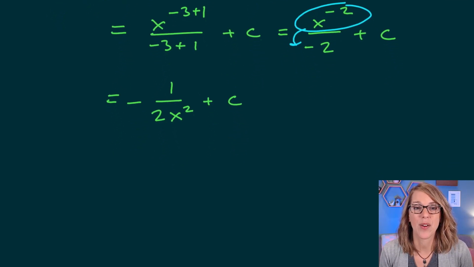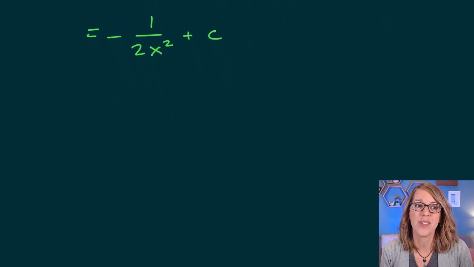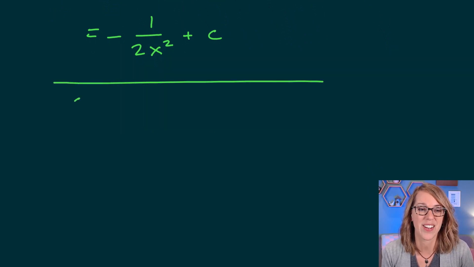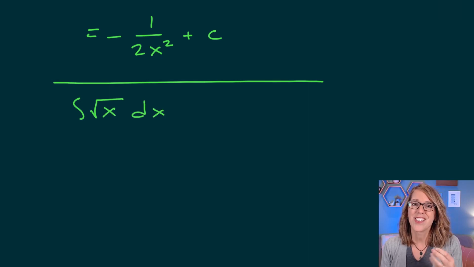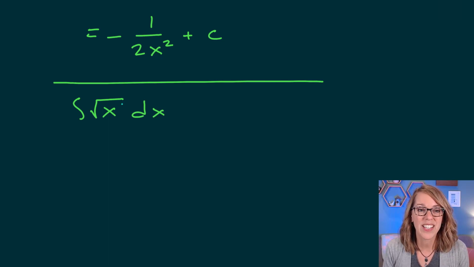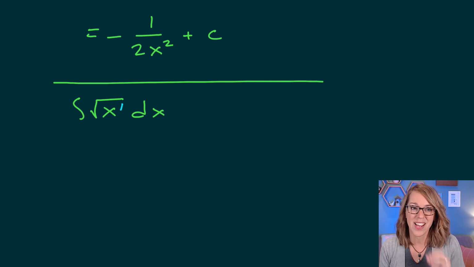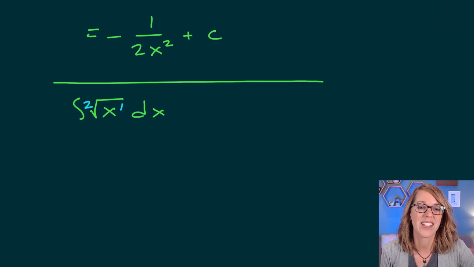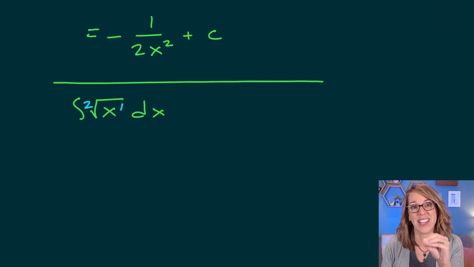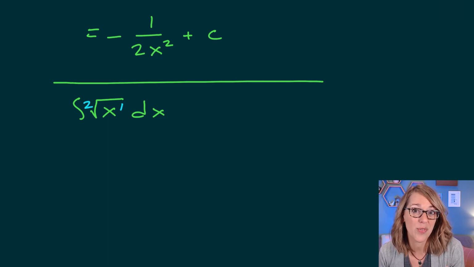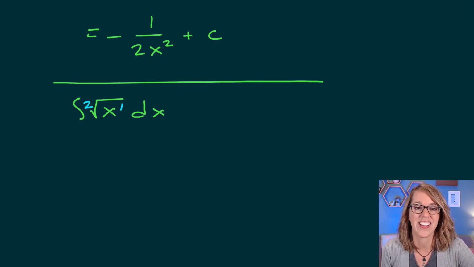The next one's going to have a radical. Let's see how we can use the power rule with a square root inside the integral. So I've got the square root of x dx. I can change the square root into an exponent. This is really x to the first power inside my square root, and I've got a 2 as my index. A cube root would be a 3 as what we call the index.